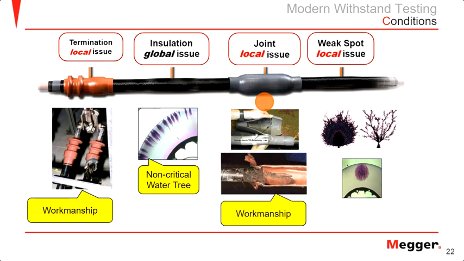A joint or splice is also more of a local issue. If you have certain partial discharges, like you see in this picture, happening at that specific point, then it's more of a local issue. And weak spots, that is, critical size water trees or electrical trees, are also a local issue. Because this is a critical size water tree versus a non-critical water tree, right? A critical water tree has a very high risk of failure in service, so that is a very localized issue at that specific point in the insulation. Or if you have an electrical tree, that's even more so, as it will fail within hours or days.